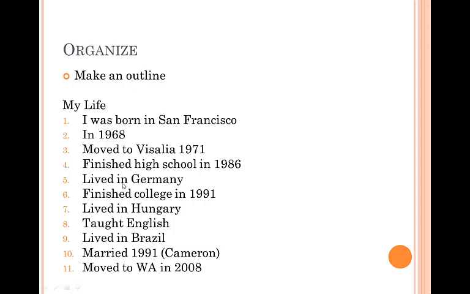Before I said I lived overseas, and this time I decided to be more specific about where I lived, in what countries. I added my husband's name and I changed the year. I had the wrong year before, so I changed that. So again, notice that I'm not worrying about sentences or grammar or spelling, but I have my ideas organized now from the first thing that happened in my life to the most recent one.